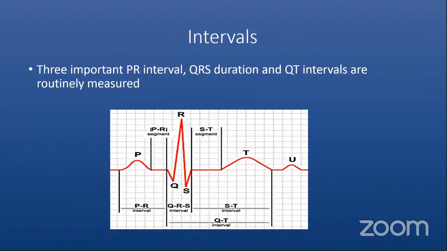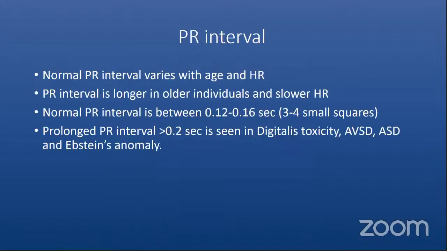And looking at the intervals, there are 3 intervals. The PR interval, from the beginning of the P wave to the start of the QRS complex, the QRS duration, and then the QT interval, basically from there to the end of the T wave. These are the important intervals you have to remember, because they can tell you different abnormalities.